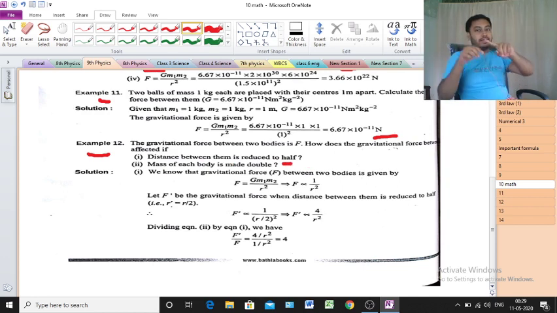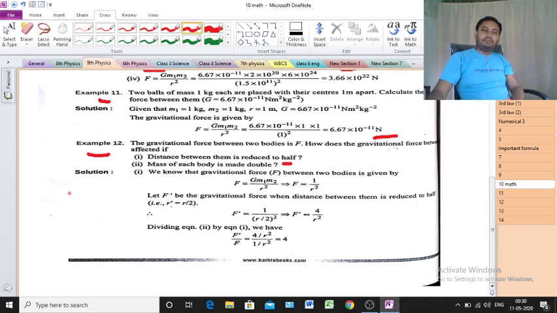The first time the distance is r, and when it is halved it becomes r by 2. In that case the distance will be r by 2. Now again the mass of each body is made double. Let's say previously the masses of the bodies were m1 and m2, and now you have to double them. Clear? Okay, that is the broad idea.